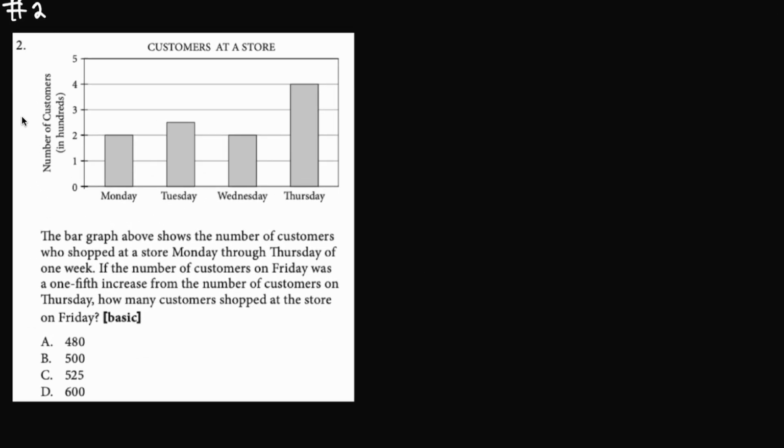Number 2, the bar graph above shows the number of customers who shopped at a store Monday through Thursday of 1 week. If the number of customers on Friday was a 1/5 increase from the number of customers on Thursday, how many customers shopped at the store on Friday?